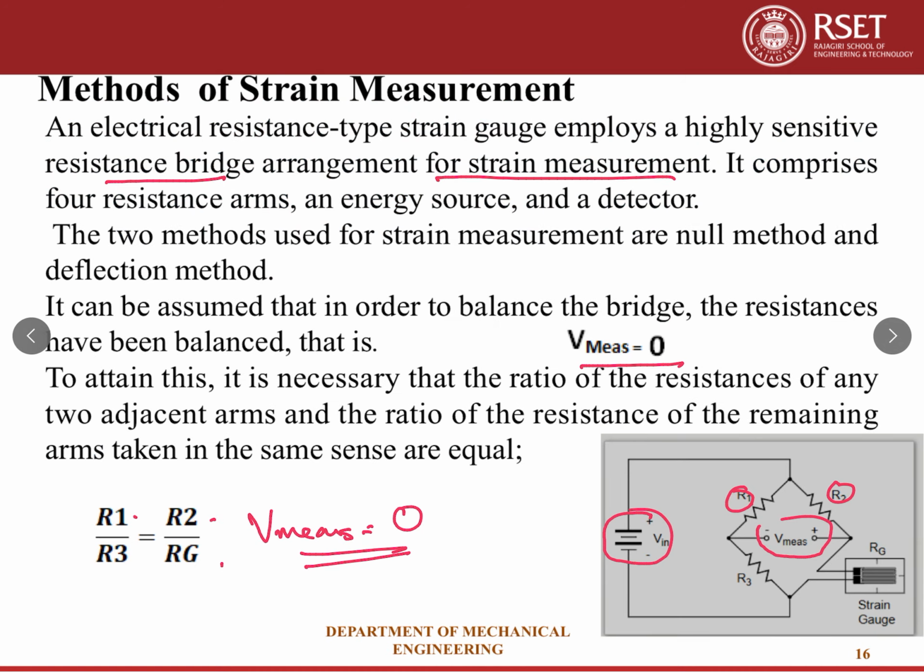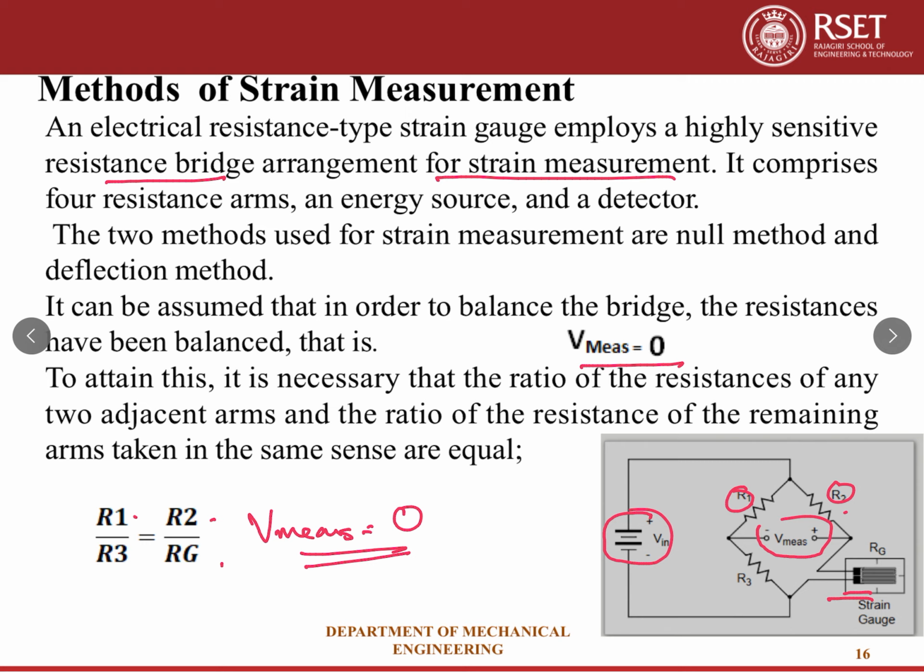So here we can see a strain gauge which acts as one of the resistances of a Wheatstone bridge. As I said, this strain gauge is mounted to the body whose strain is to be measured. At initial condition, R1 by R3 is equal to R2 by Rg. Then the voltmeter gives 0 reading.